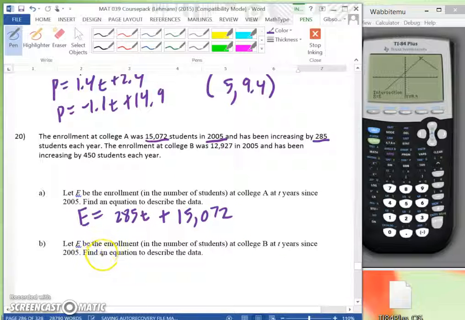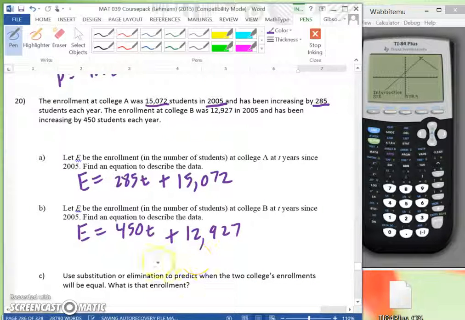Now we go here to B. Let E be the enrollment, the number of students at College B at T years since 2000. So now we would do College B. So we have E is equal to. It says this is increasing by 450 students a year, so we'll do 450 times T. And then they started out in 2005 with 12,927 students. So this is their equation.